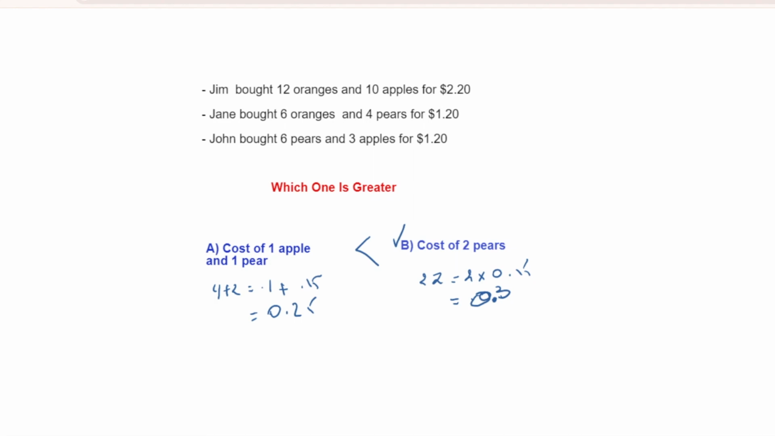It's a long calculation, but we should do that. We should convert the sentences to equations to find the variables. So this is the solution for this problem.